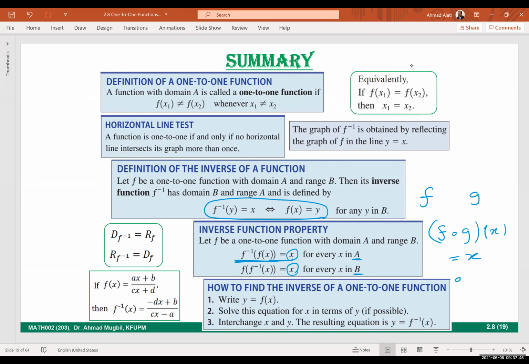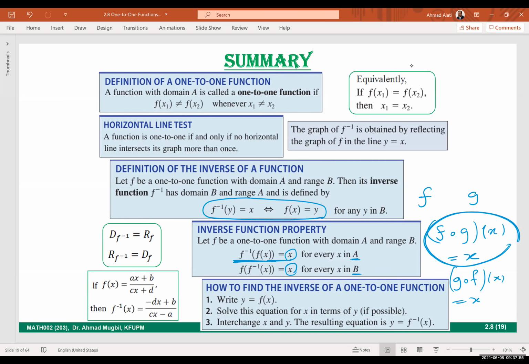Of course, you need to compose them from the right and from the left, because you know, ya shabab, that composition is not always commutative, but it must be in this case. So if they satisfy this, they are inverses of each other. Of course, what you said is part of it, but it is not always the case.